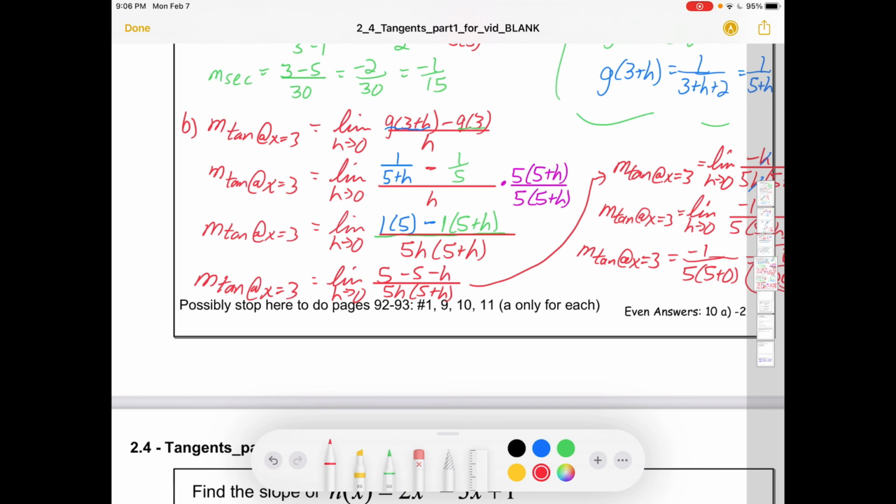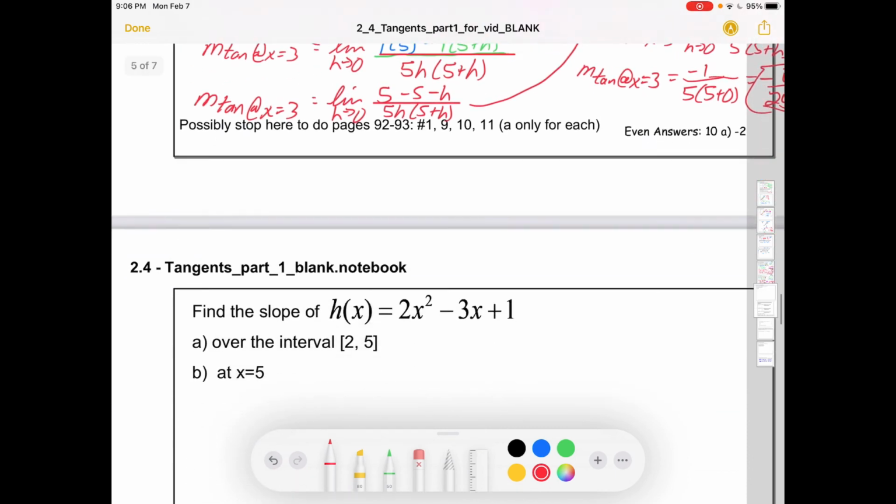At this point, you could head to the textbook, page 92 and 93, and do 1, 9, 10, and 11, A only for each of those. I'm going to keep going and do maybe one more without a graph on here, but you could tap out here if you like.